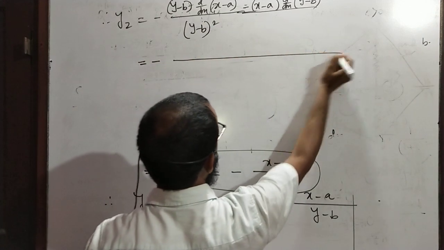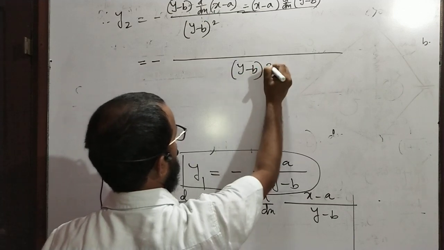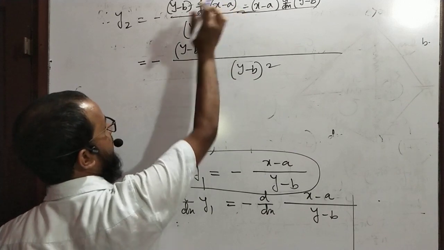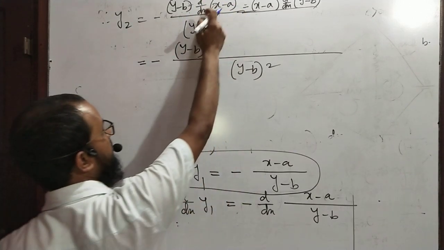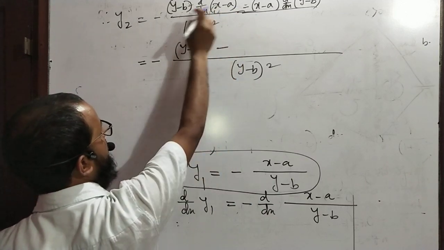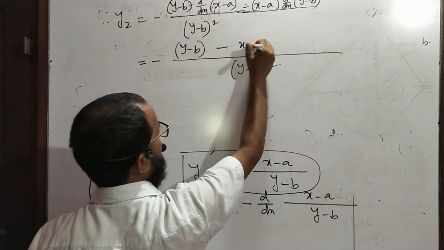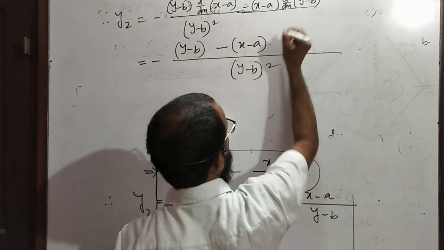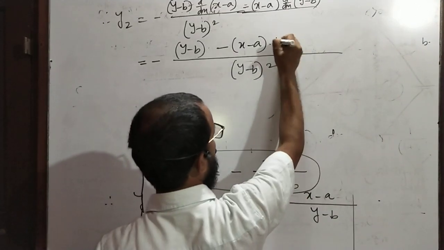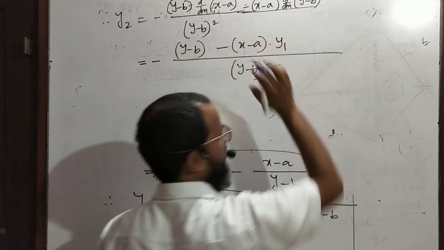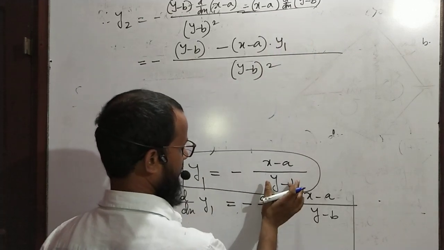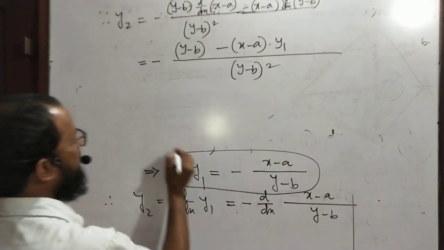Next step, some calculation is required. So y minus b, d/dx of this part is what? d/dx of x is 1, and d/dx of a is 0. 1 minus 0 equal to 1. So this y minus b into 1 is equal to y minus b. x minus a into d/dx of y means dy by dx, and dy by dx means y1. And d/dx of b is 0. So ultimately it is y1. Now I am putting the value of y1 here. What is y1? Minus x minus a divided by y minus b. Replace this.